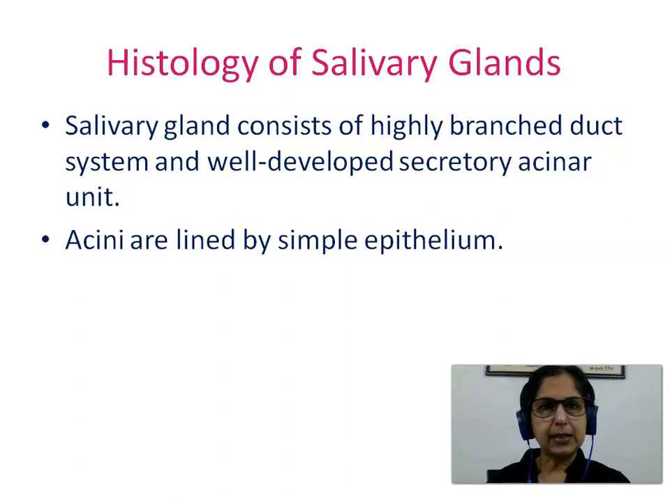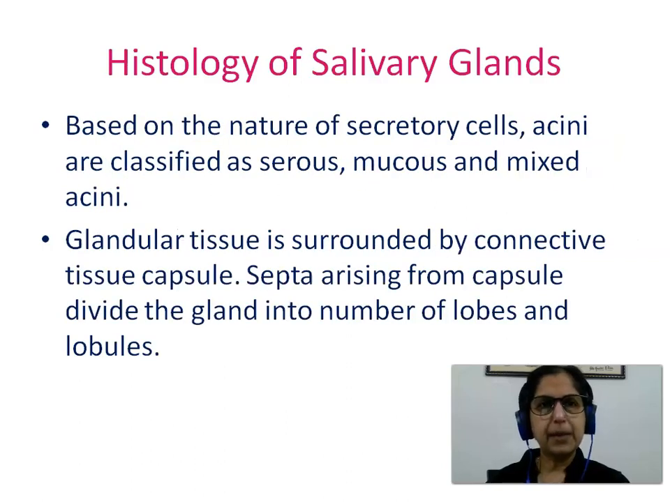Salivary gland consists of a highly branched duct system and a well-developed secretory acinar unit. Acini are lined by simple epithelium. Based on the nature of the secretory cells, the acini are classified as serous, mucous and mixed acini.